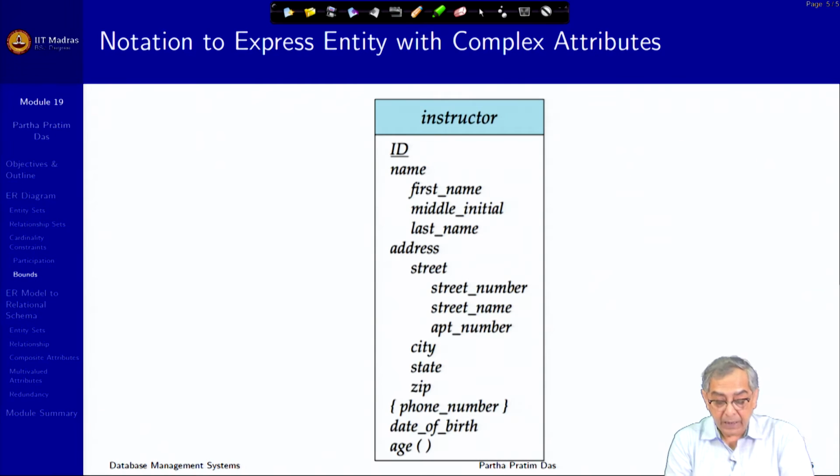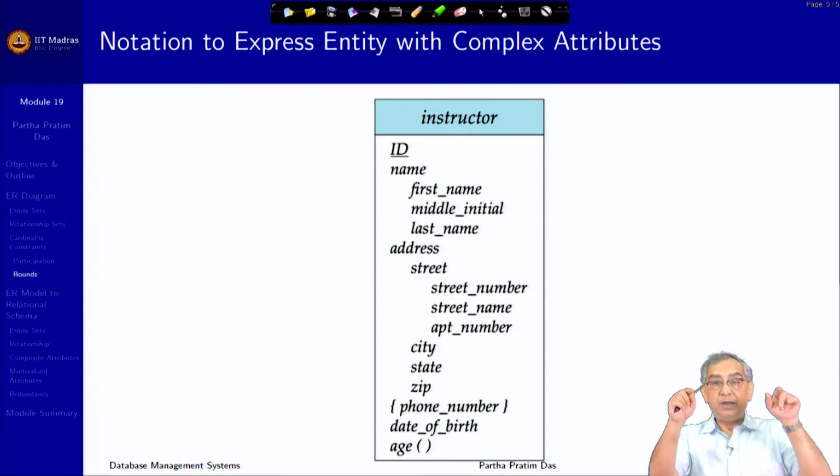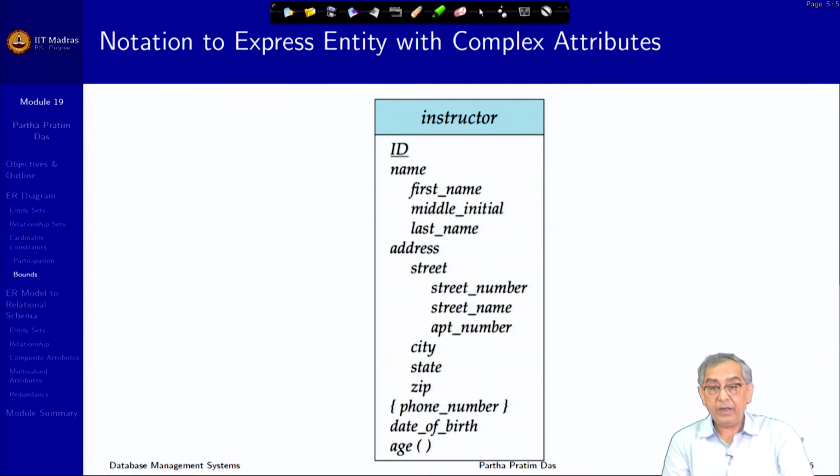Then note another thing: the phone number is put within curly braces. That means that this is a multi-valued attribute. You remember single attribute, composite attribute, single-valued attribute, multi-valued attribute. So, here we are showing the notation for composite attribute as well as multi-valued attribute.